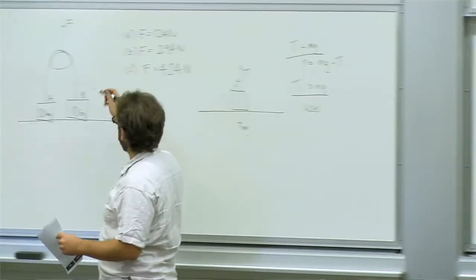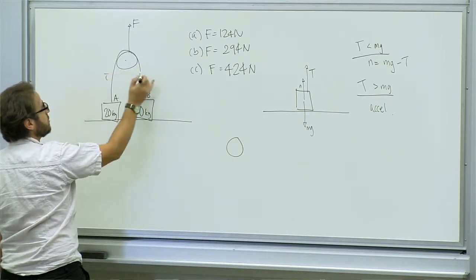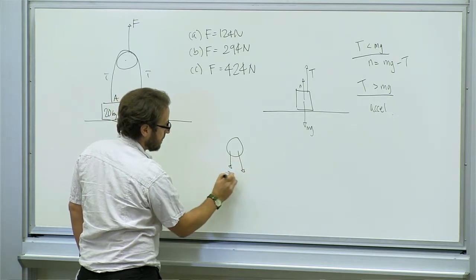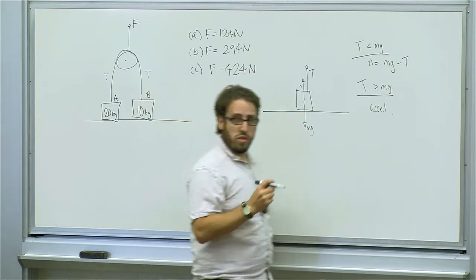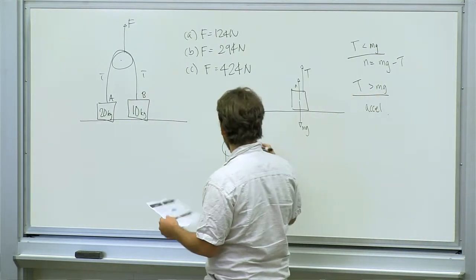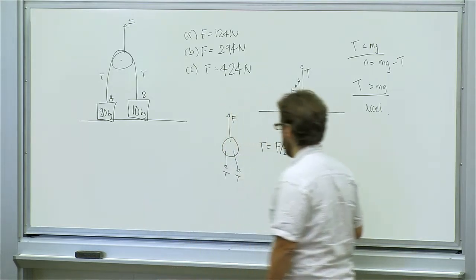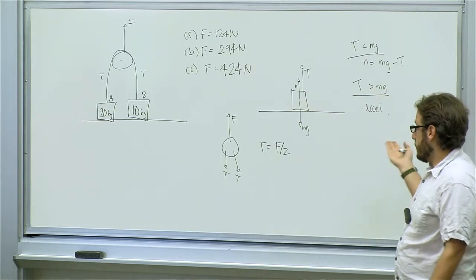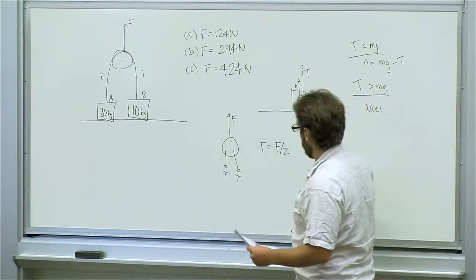Well, let's think about a free body diagram for the pulley. All right, because that's going to relate the force and the tension. So what are the forces on the pulley? 2 tensions and 1 pulling force, right? If this thing was in equilibrium, then it makes sense, right? So basically the rope and the pulley splits the force into two pieces.